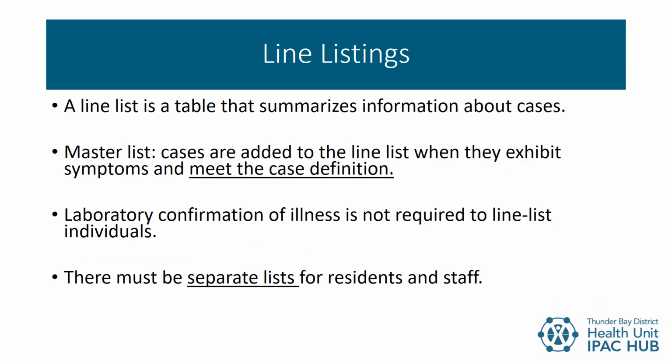A line list is a table that summarizes information about cases or illness within the facility. There should be one master list to ensure consistency. Anyone with symptoms which are not within their norm should be added to the list. Lab confirmation of illness is not required to be added. Staff and residents should be kept on separate line lists as well. Resident cases will determine if there is an outbreak and prompt a call to TBDHU, while staff lists will assist occupational health and internal management.